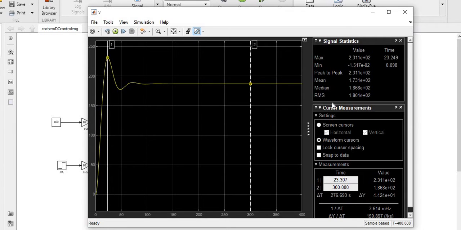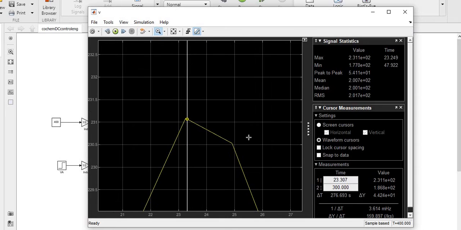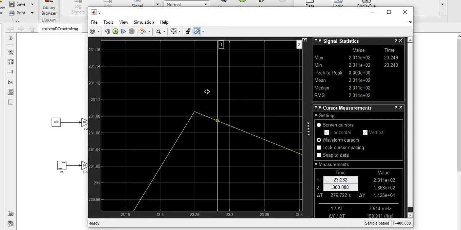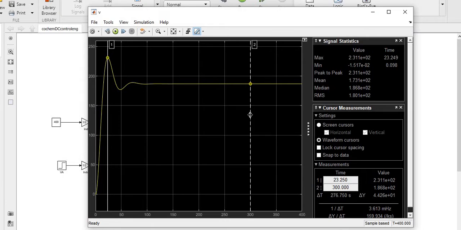Here I have already placed the cursors, so what we have to do is place cursor 1 at the peak value, as precisely as you can, just zoom in to make a more accurate measure, and the other cursor is placed on the value at which the function has settled. So we have to calculate the difference between the peak and the settling value and divide it by the settling value in order to have the overshoot, just like I will show you now.